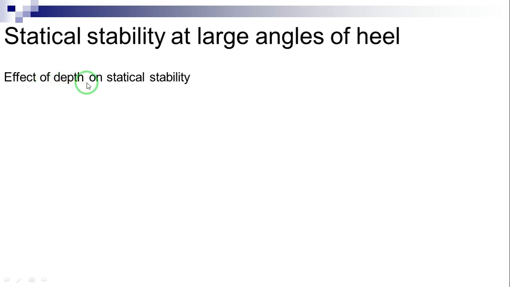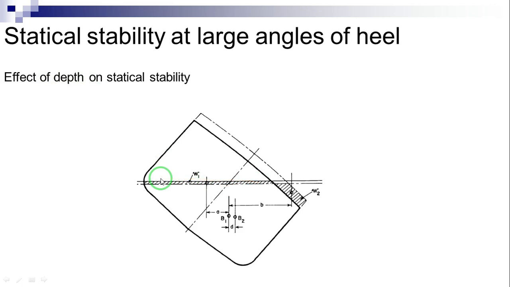Effect of depth on statical stability. This figure shows a ship section in solid lines with another in broken lines, which differs by an increase in depth. Weight changes caused by an increase in depth will have a more pronounced effect on statical stability than those associated with a change in beam.